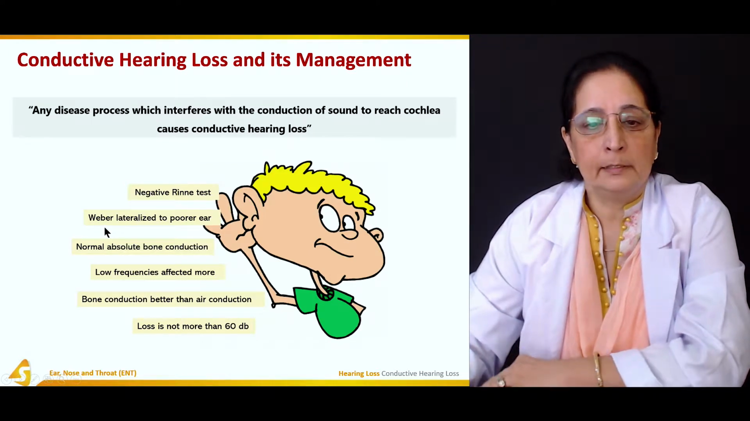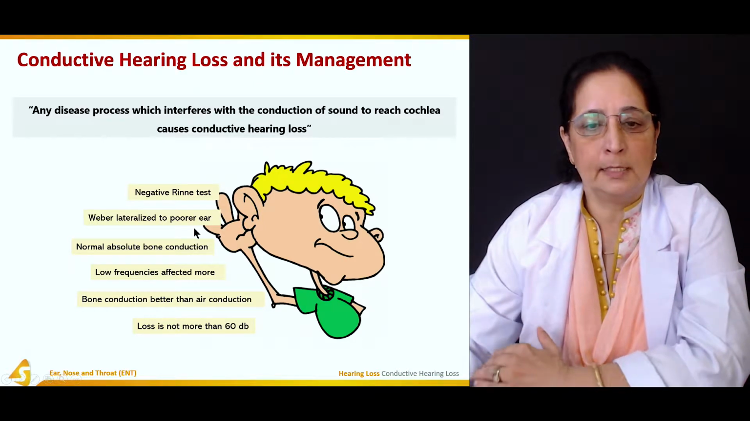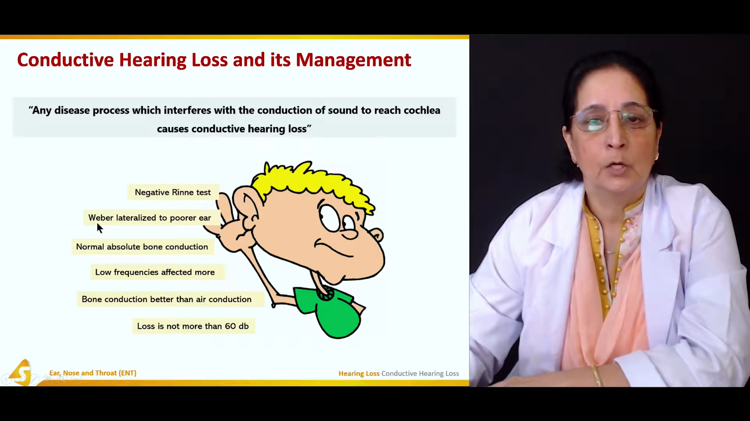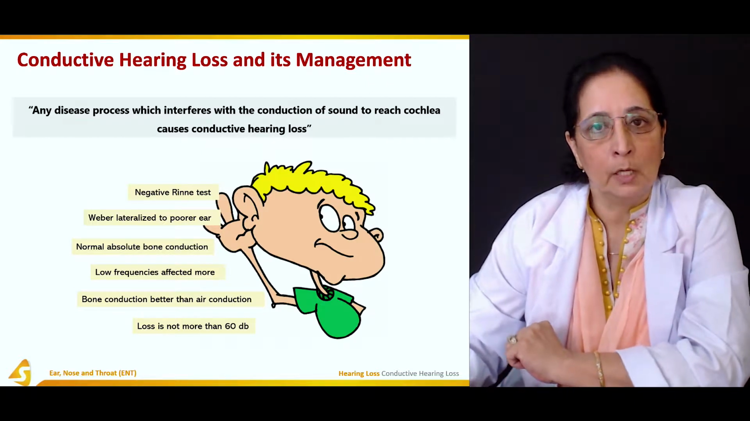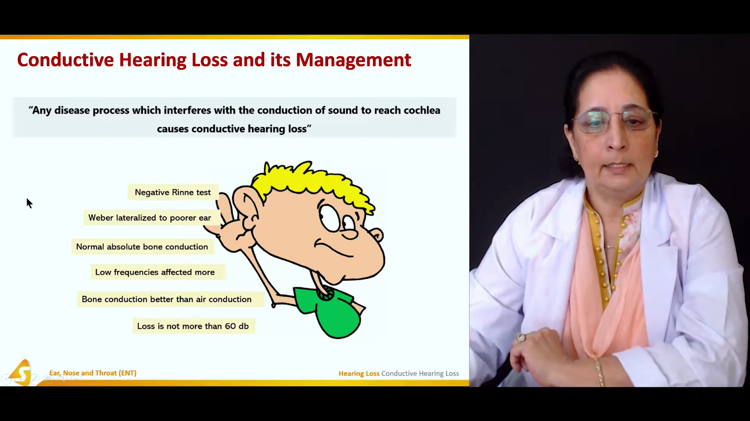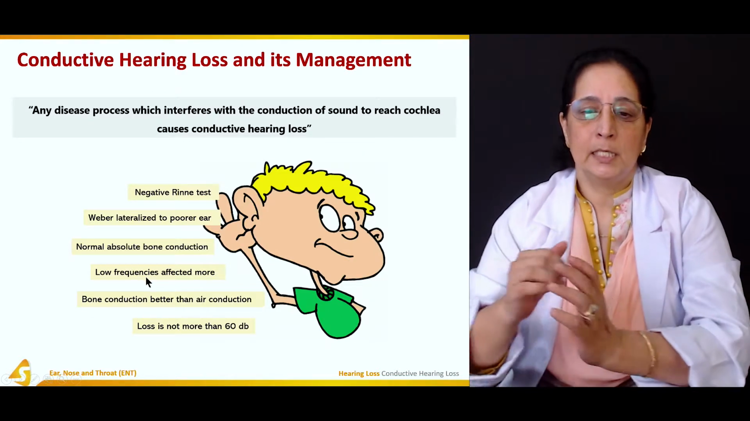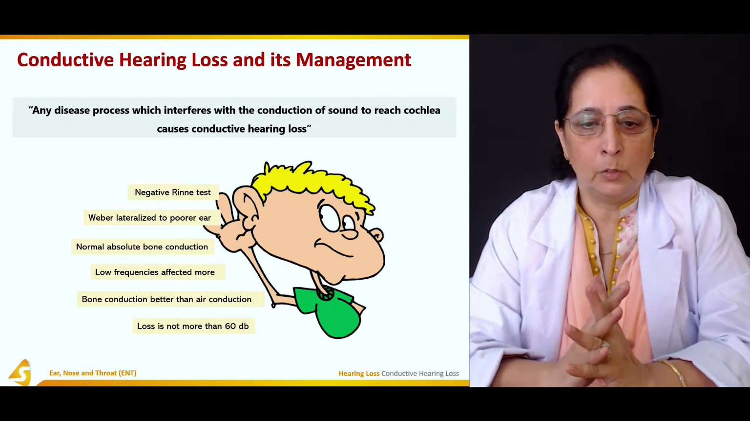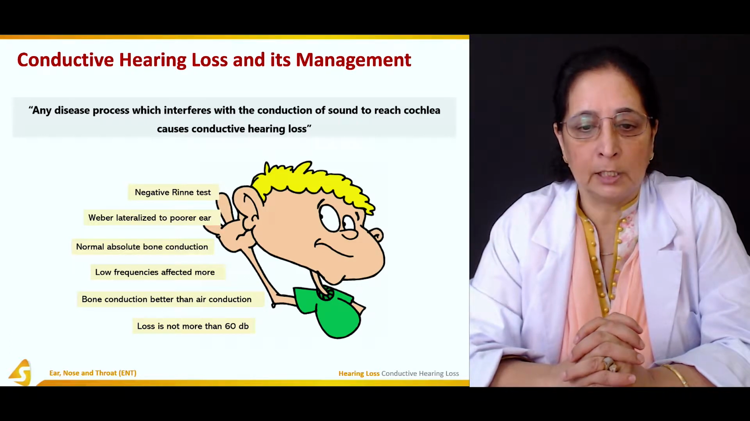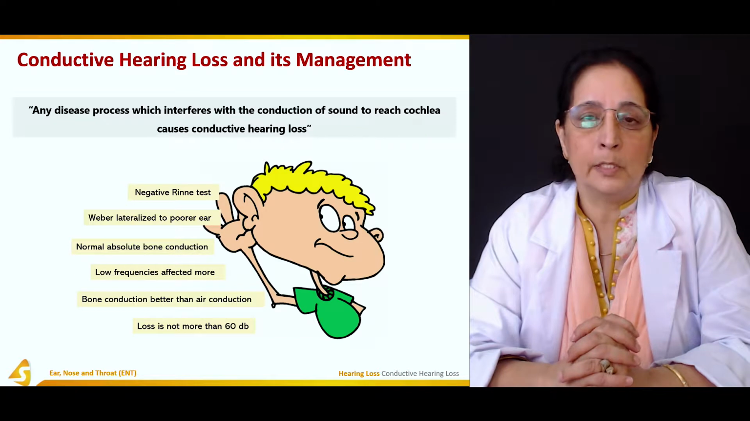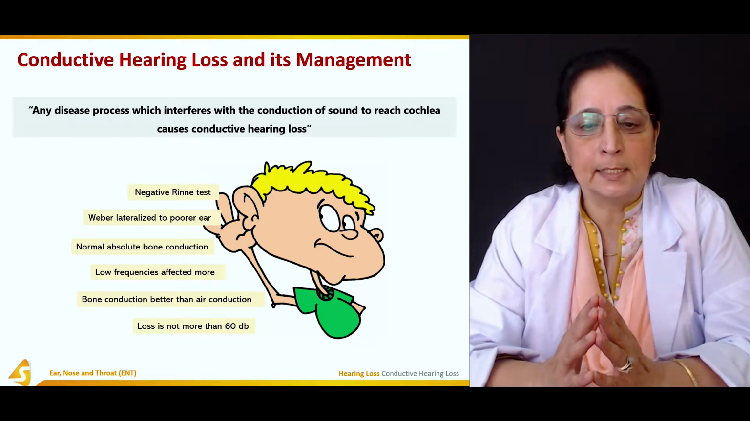Then in the Weber test, the sound is lateralized to the poor ear. When there is conductive deafness, the sound is lateralized to the poor ear. But in sensorineural deafness, the sound is lateralized to the good ear or better ear. Then the other finding is that absolute bone conduction will be normal. Low frequency sounds are mainly affected. Bone conduction is better than air conduction, and the loss is not more than 60 decibels.